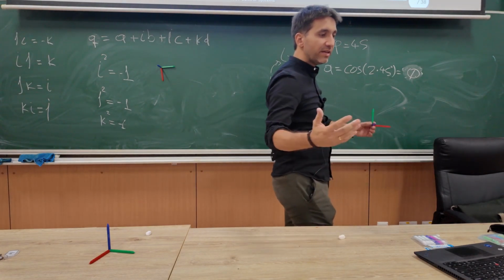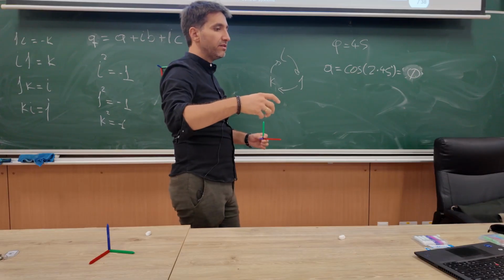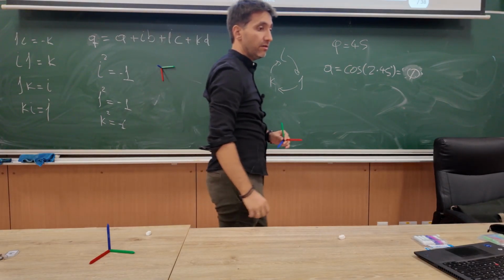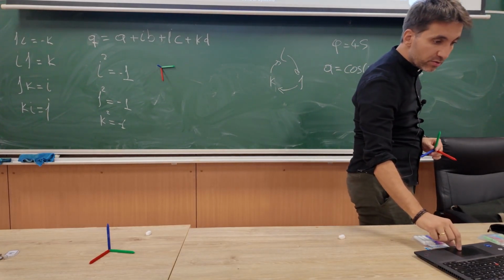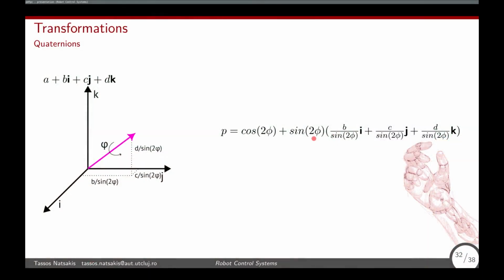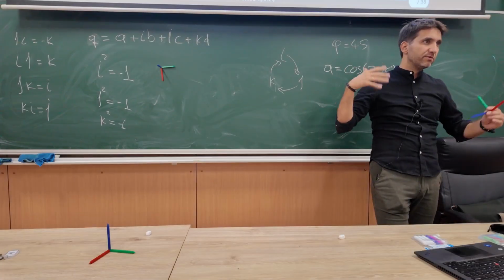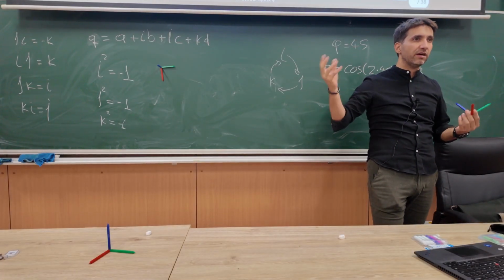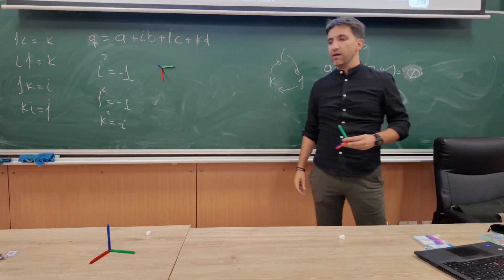All right, so if I have an axis and I'm rotating by 45 degrees, then the real part, A, will be 0, and sine of 2 phi will be 1, right? And then here I will have the B, C, and D from the projections of this axis. You don't have to do these things. I'm just explaining again for reference, how can we interpret quaternions as rotations.